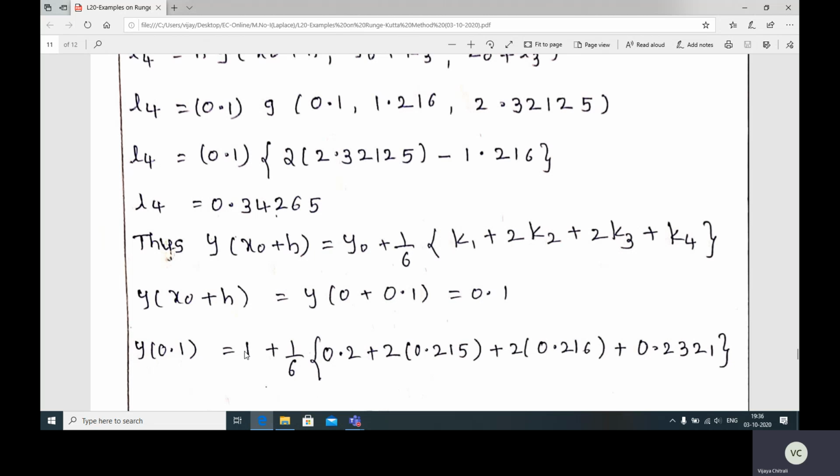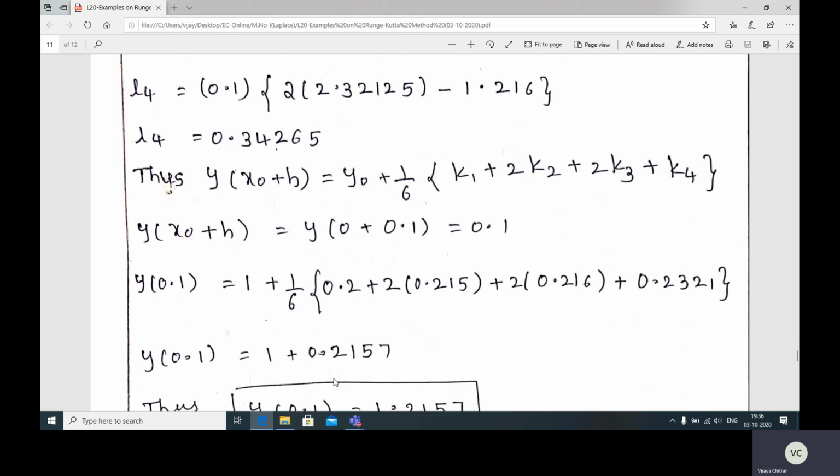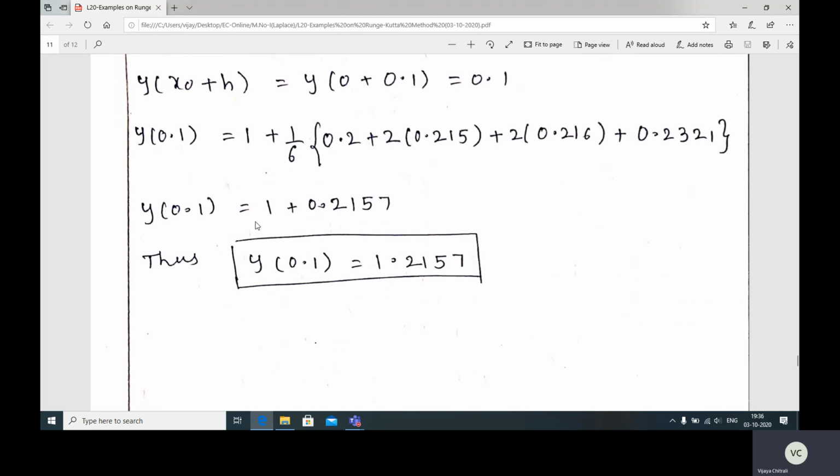So this is equal to y naught 1 plus 1 by 6 k1 0.2 plus 2 into k2 0.215 plus 2 into k3 0.216 plus k4 0.2321. So calculate. So y of 0.1 is equal to 1 plus 0.2157. So y of 0.1 is 1.2157. So this is the required answer.